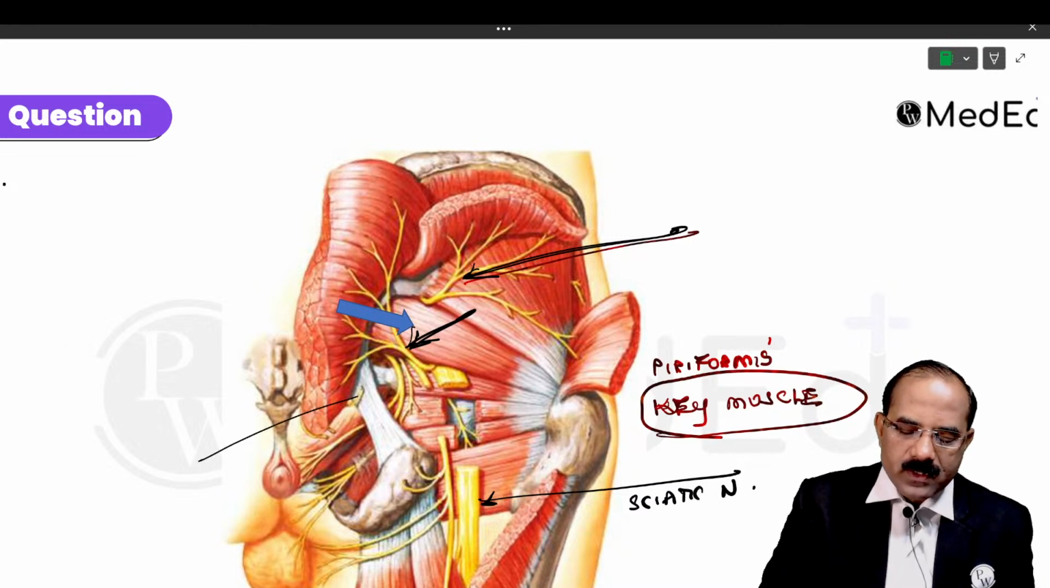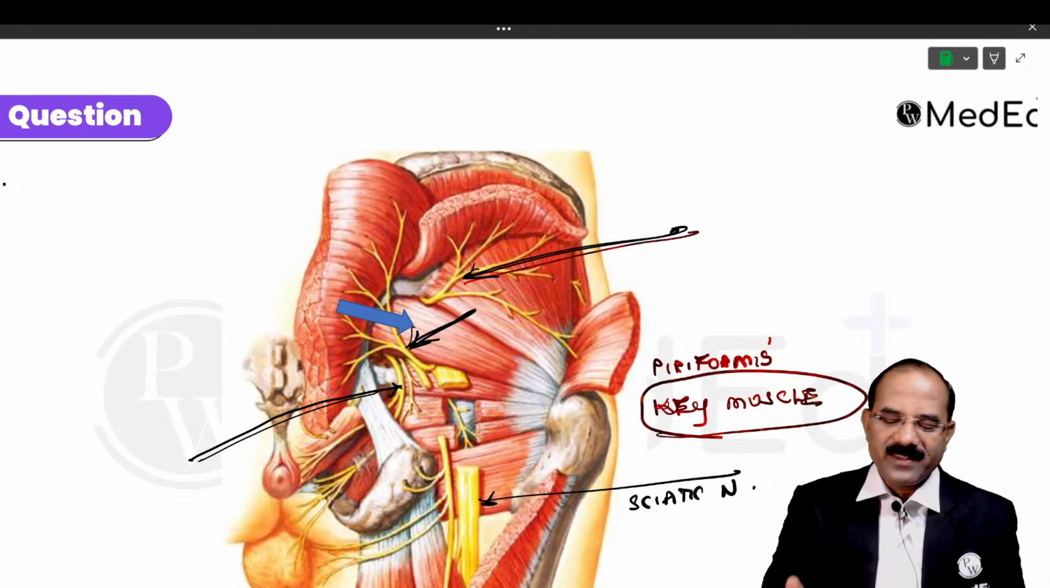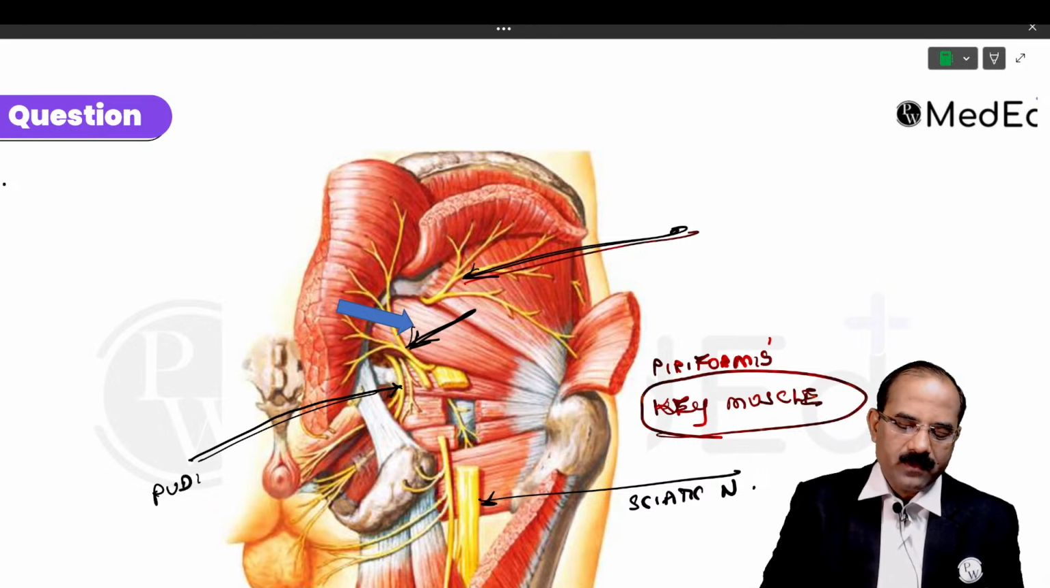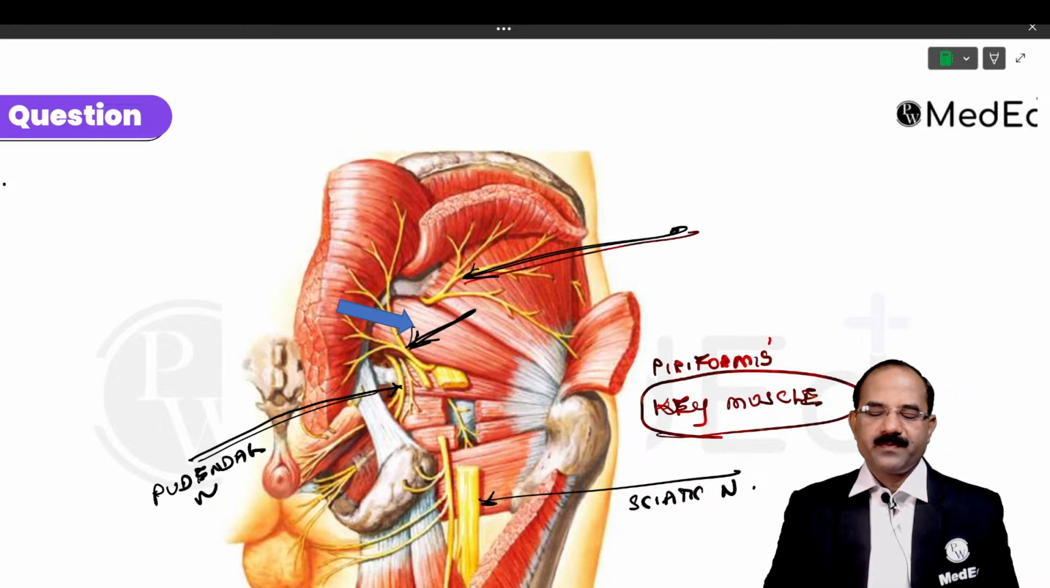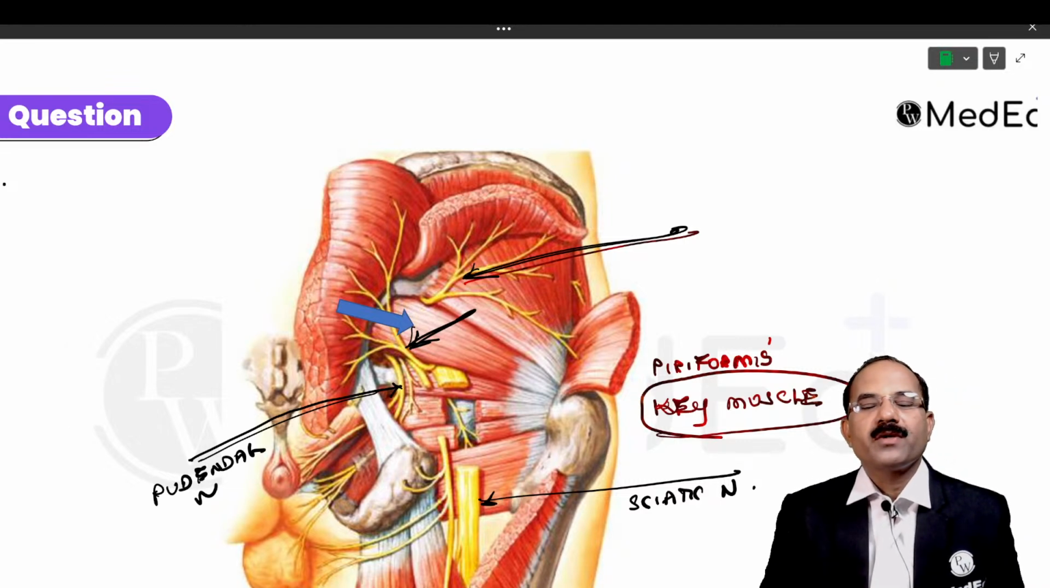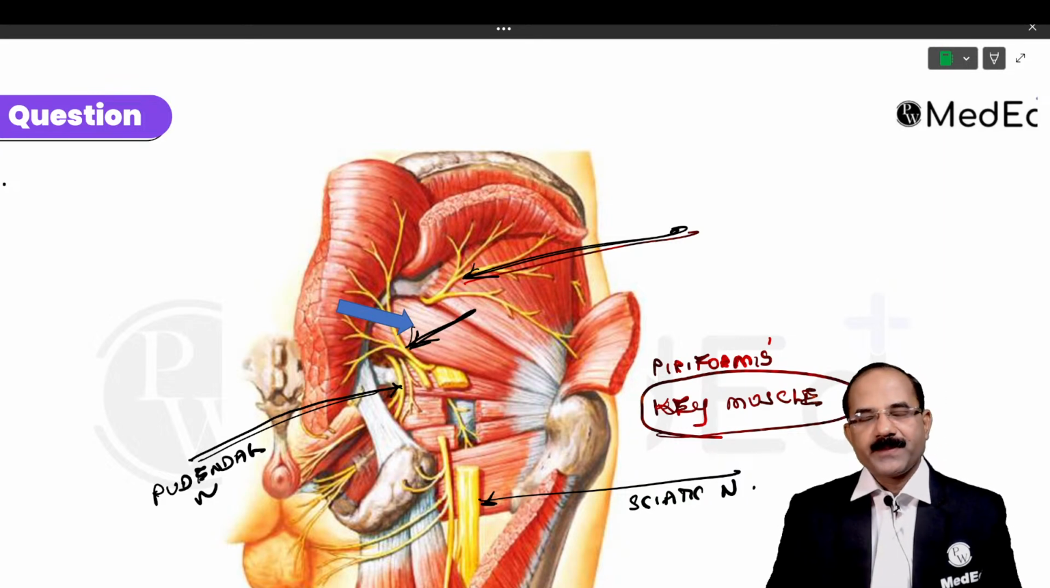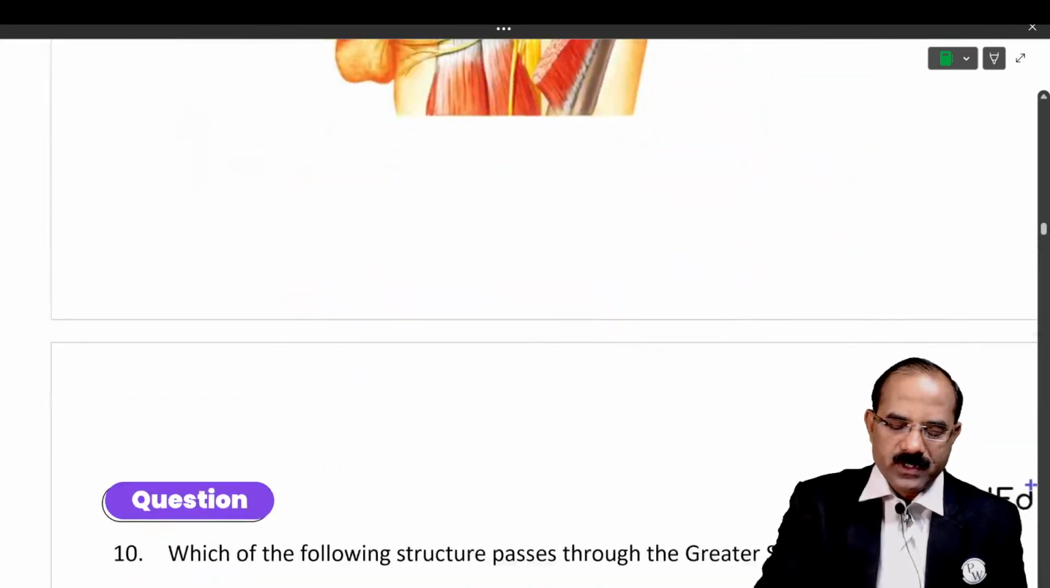Okay, what is this nerve? Who is this? An MCQ has already come on this. This is the pudendal nerve. A very important structure, pudendal nerve. Perfect. Okay, we go to the next MCQ, students.